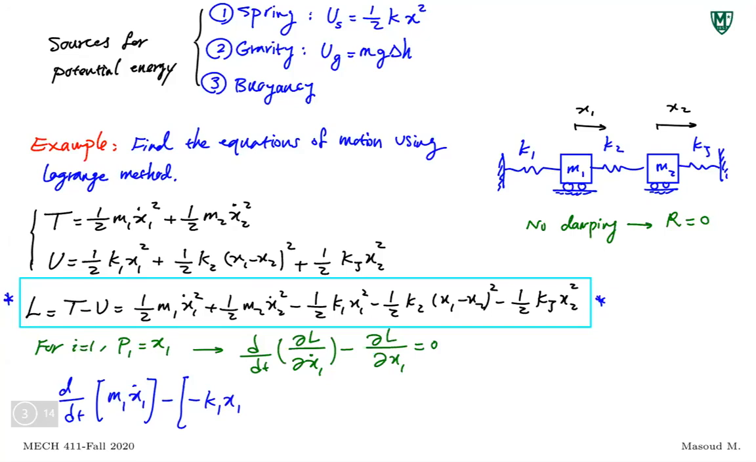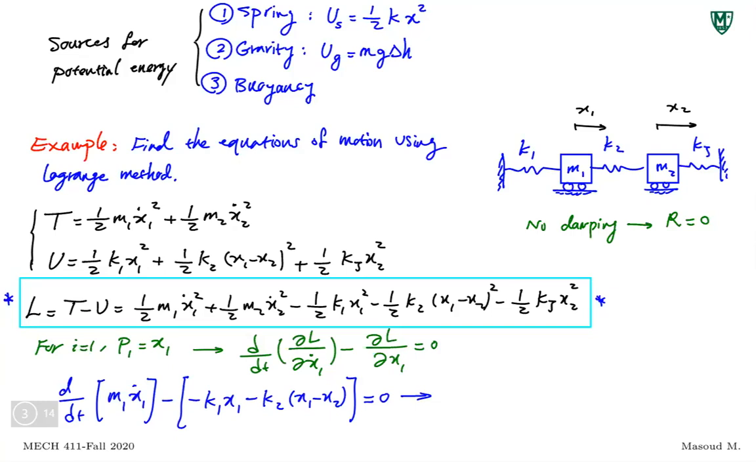The term after also has x1. It's 1 over 2 k2 (x1 minus x2) squared. So I take the derivative with respect to x1. That becomes minus k2 (x1 minus x2). And that's pretty much it. The last term doesn't have x1. It has x2 squared, so nothing comes out of that. Is equal to 0.